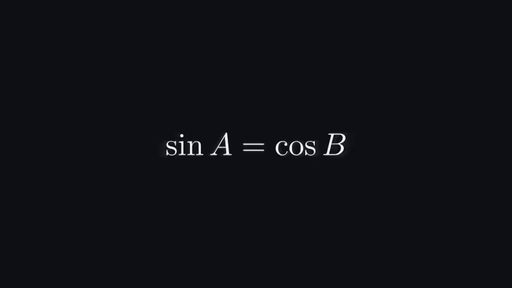The key idea is that sine and cosine are connected through complementary angles. In WASSCE-style complementary angle questions, when sine of A equals cosine of B, we use the idea that A and B are complementary angles. Complementary angles are two angles whose sum is 90 degrees. This implies A plus B equals 90 degrees.